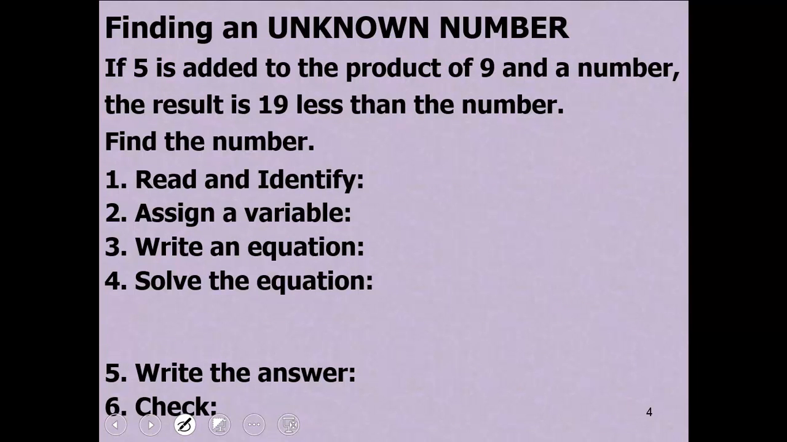Let's try another one. If 5 is added to the product of 9 and a number, the result is 19 less than the number, okay? So I have to read and identify. It says here, find the number, all right? So I am looking for a number.